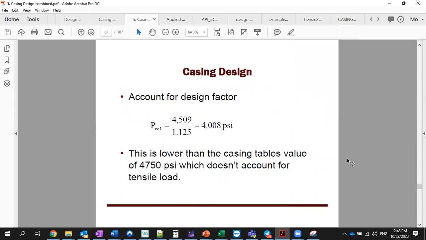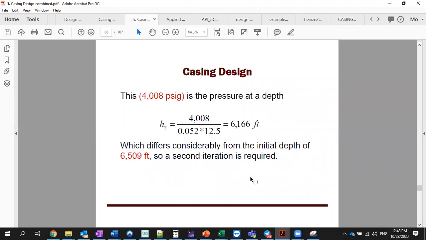Once you calculate collapse rating, then calculate the depths again, do the iterations, right? So you do the iteration, you set that depths. Now you have a 23 to some specific depth. Then you have 20 all the way to the surface, right? Then you say, this is not the most economical still because I can use 17 as well, right?